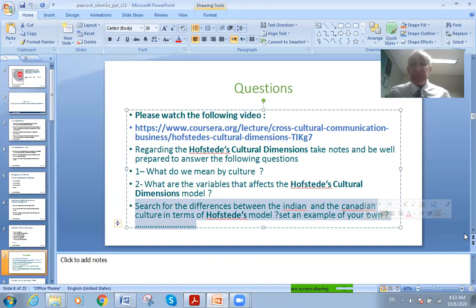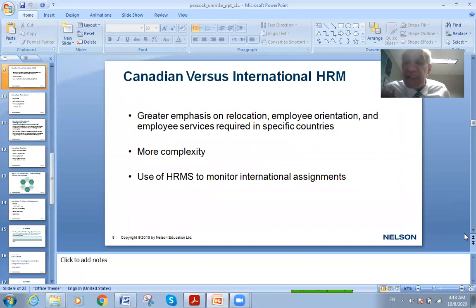Of course, some of the students might say, "Okay, we are not Indians, we are Chinese." Okay, compare the Canadian culture and the Chinese culture. Some would say, "I'm Korean." Compare the Canadian culture and the Korean culture based on the Hofstede model with the five dimensions. Actually, the main dimensions are five. We mentioned more than five here, but the main ones are five.